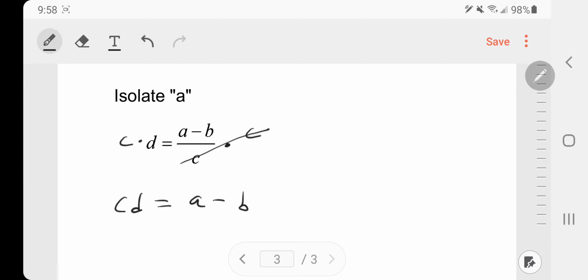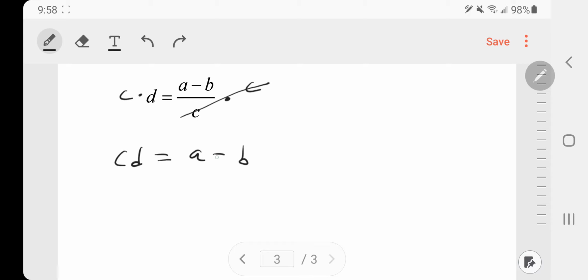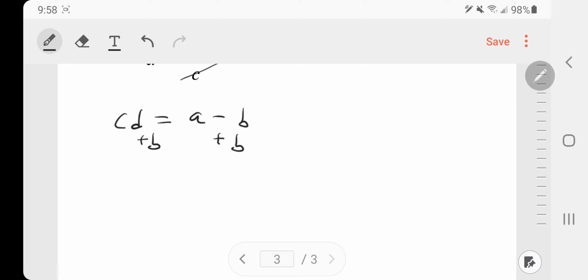Now keeping in mind that I'm solving for a, I'm trying to isolate a. The only thing that's left here that I don't want anymore is this minus b. So the way I get rid of that is I'm going to add b on both sides. So that gives me cd plus b equals a, or a equals cd plus b.